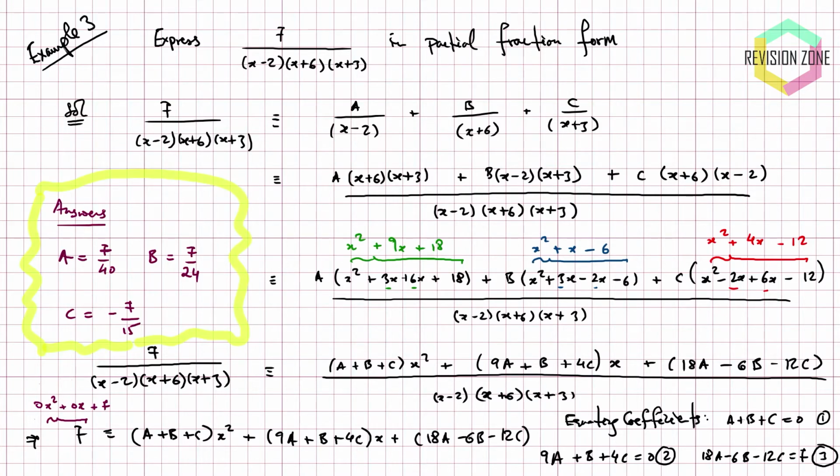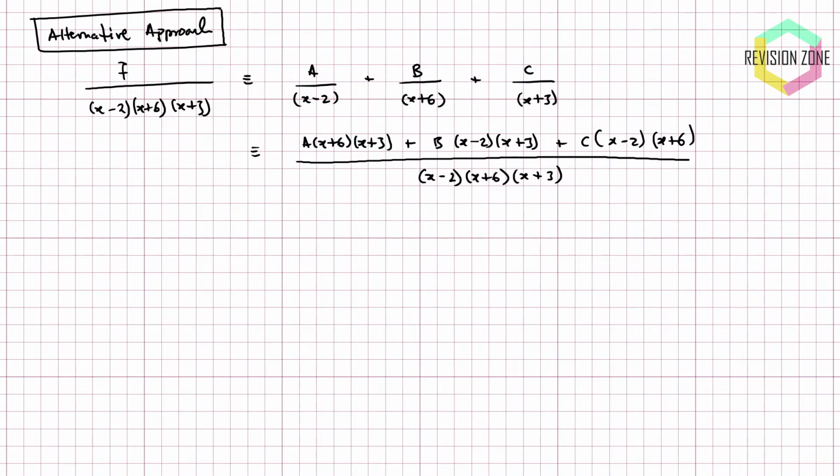Upon solving these simultaneous equations, we find that A is 7 over 40, B is 7 over 24, and C is minus 7 over 15. Of course, do feel free to check this for yourself, either by solving these equations yourself, or by putting the answers back into this form and combining to see you do get 7 over (x minus 2)(x plus 6)(x plus 3). So here's the alternative approach.